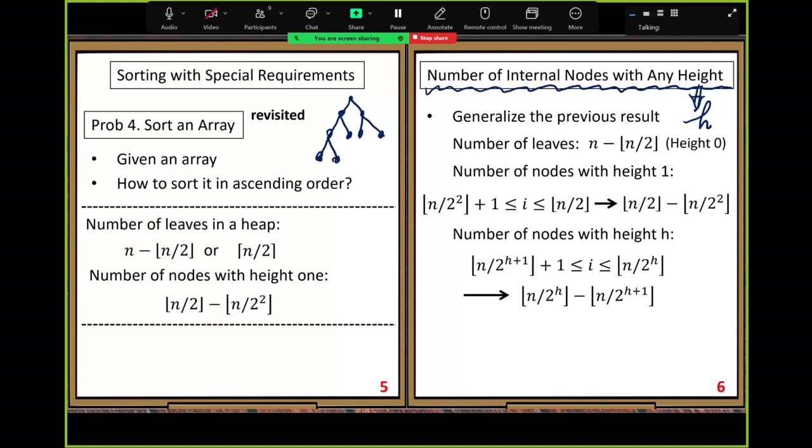In this simple heap, I want to draw nodes with height 1, h equals 1. Remember, we come from the bottom. This bottom level is the leaf level. Leaf level, we treated as height equals 0. Now, height 1 node, this one, height 1 node.